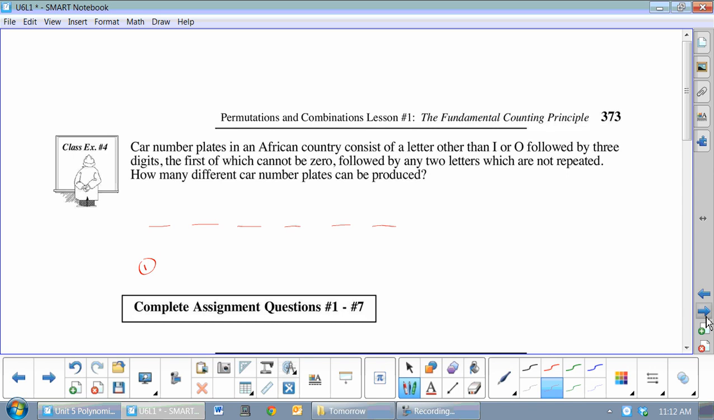See, it's any letter other than. What if you thought I'm allowed to use I and O? I guess you're getting that one wrong. Okay? So I am allowed any letter in the alphabet except I or O.